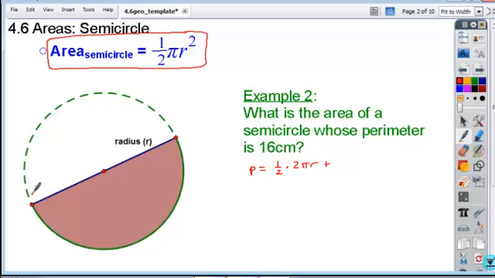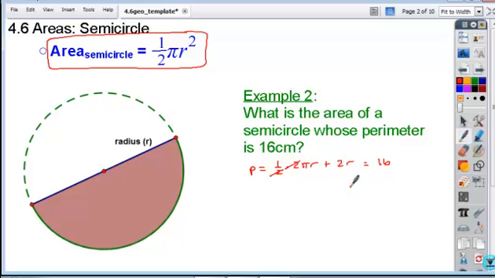So here's our equation for perimeter. We can cancel the half and the 2 to get pi r plus 2r. Okay, now, we were told that this perimeter is equal to 16, so here's our equation. And then it's just a matter of solving for r. Well, anytime you need to solve for a variable, move all the terms that contain that variable to one side, which is already done here. And then you need to remove that variable from those terms. And the way that you do that is to factor it out.